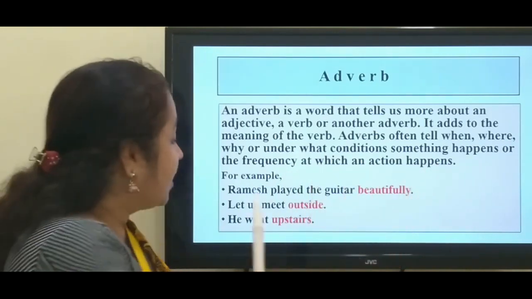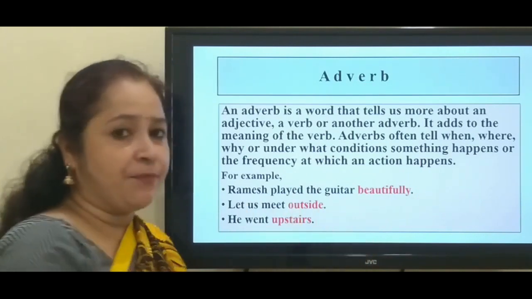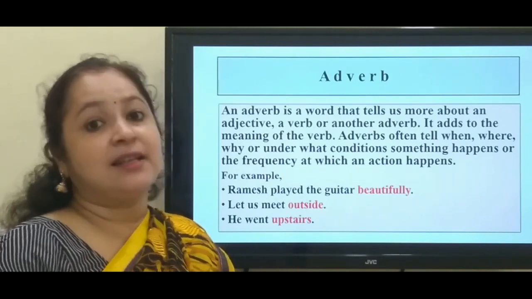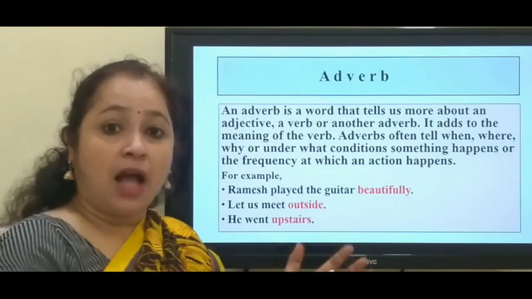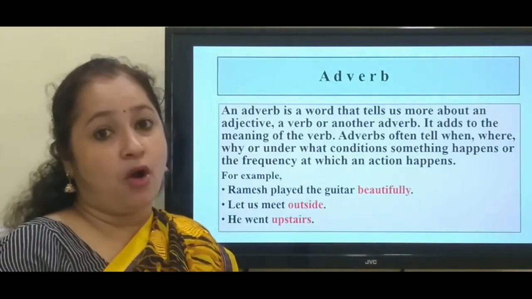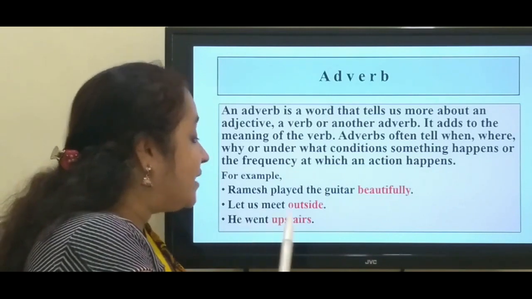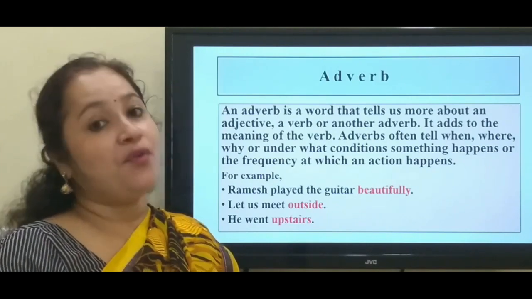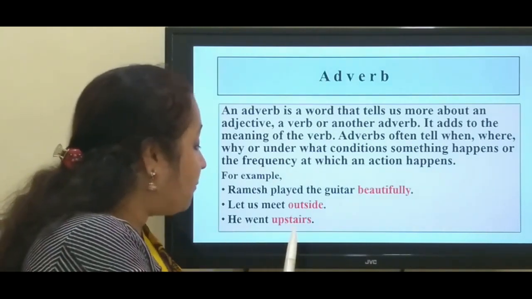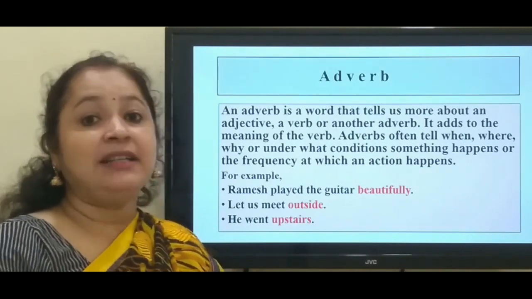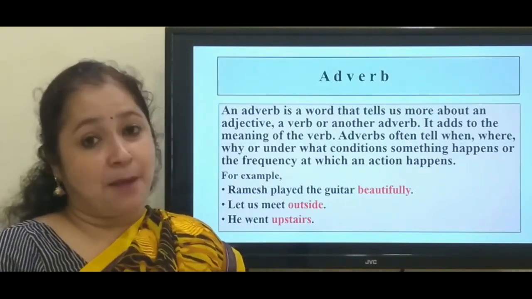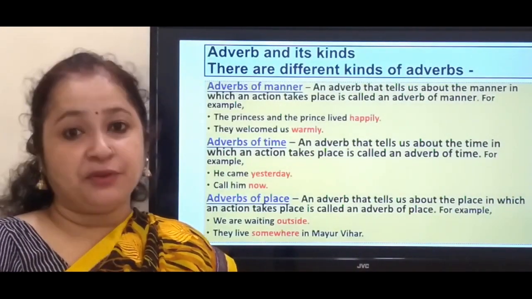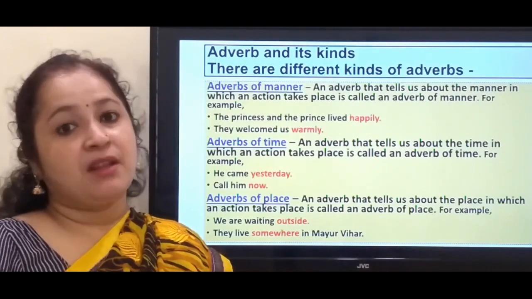For example, Ramesh played the guitar beautifully. How did Ramesh play? Ramesh played beautifully. So, beautifully is a describing word. It describes the verb. So, it is an example of adverb. Let us meet outside. Where do we meet? Outside. So, outside is an example of adverb. He went upstairs. Where did he go? He went upstairs. So, upstairs is an example of adverb. There are different kinds of adverbs. Let's talk about them one by one.